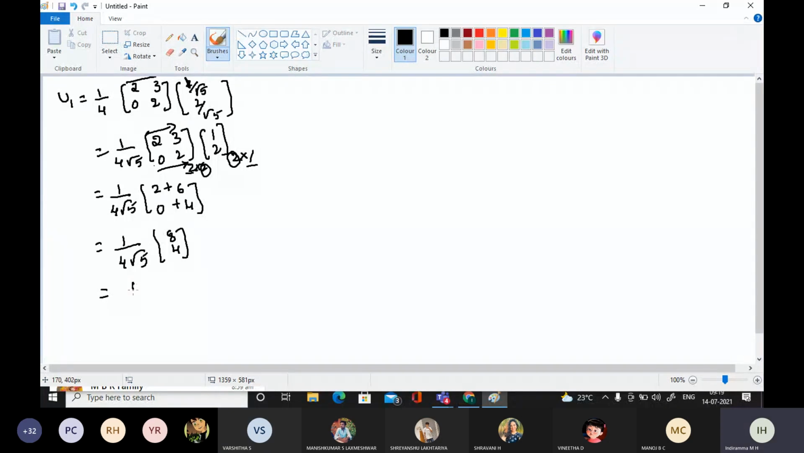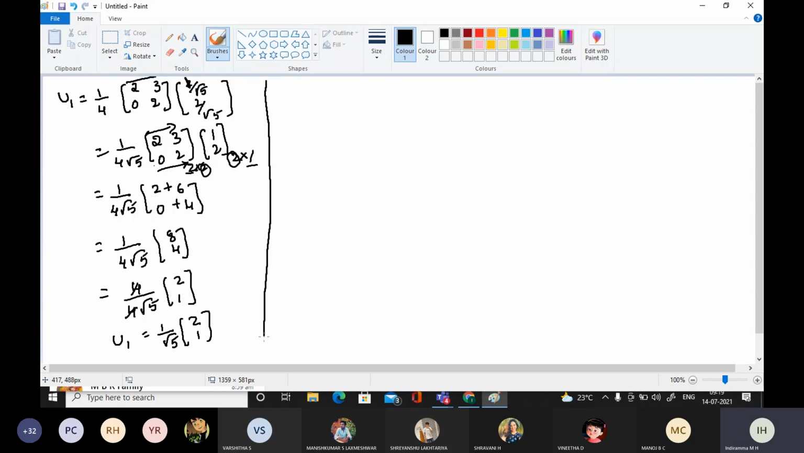Take 4 common in the first column. So 4 by 4 into root 5. What are we left with? 2 and 1. So 4 and 4 cancel. Therefore U1 is 1 by root 5 into (2, 1). Is it clear?